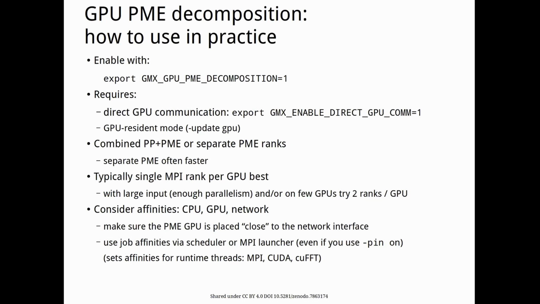So please look at your compute center's guides on how to set affinities and try to make sure that the PME GPU is placed close to the network interface, and try to make sure that you use both job affinities via scheduler or MPI launcher, even if you then use pin on, because this will make sure that the runtime threads, that is MPI's own threads, CUDA, cuFFT, SYCL's threads, they are all set, and they all reside close to the application threads.